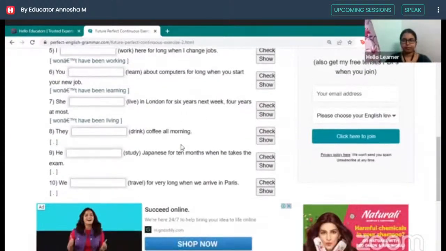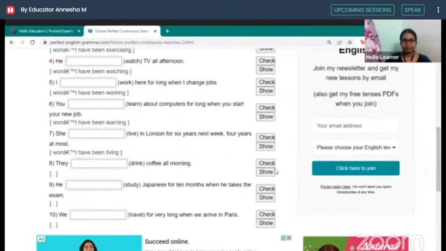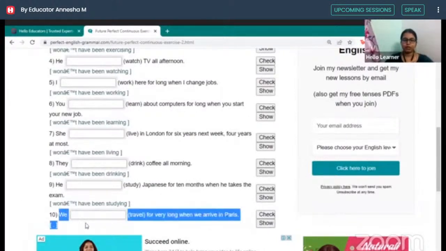They won't have been drinking coffee all morning. Very good. They won't have been, they will not have been drinking. Very good, Shobha. After that, we have Neha. Neha, you can try. He won't have been studying Japanese for 10 months when he takes the exam. Absolutely correct. Very good, Neha. Thank you so much. And the last one.